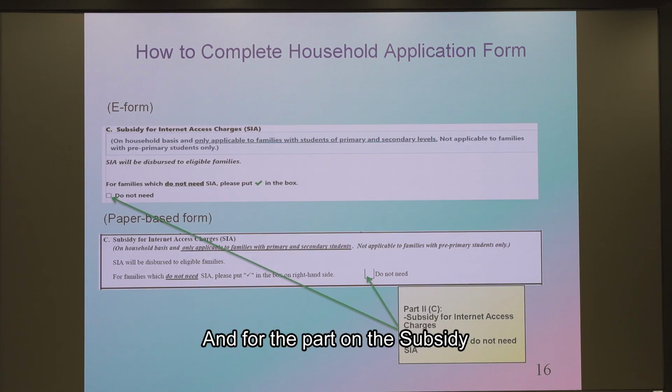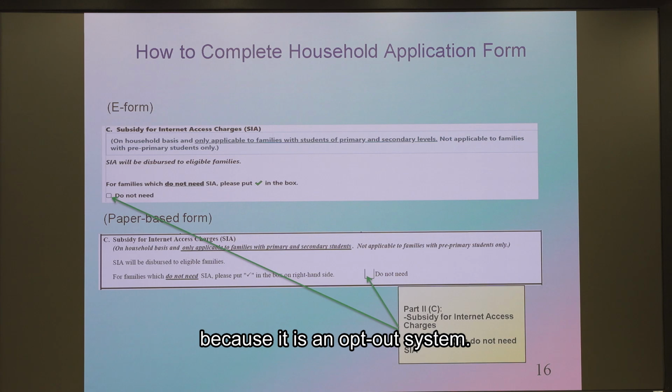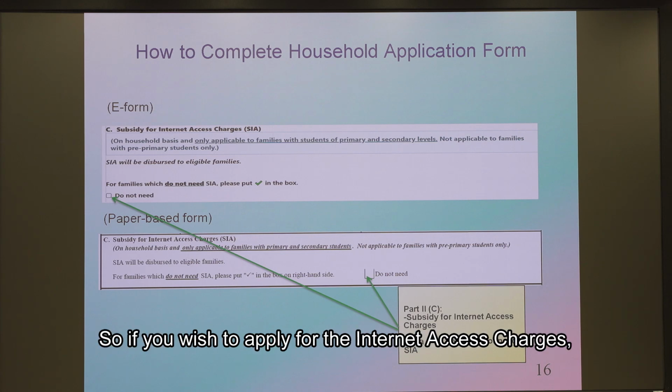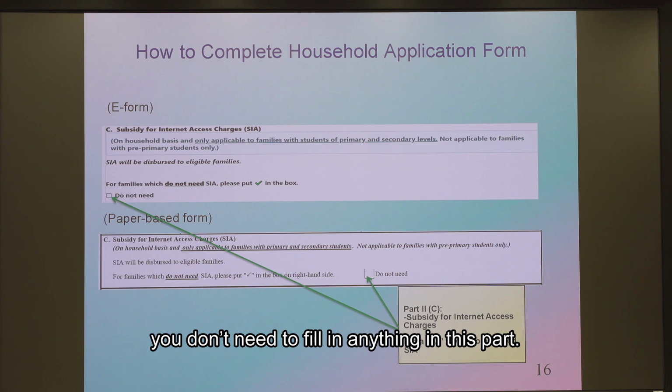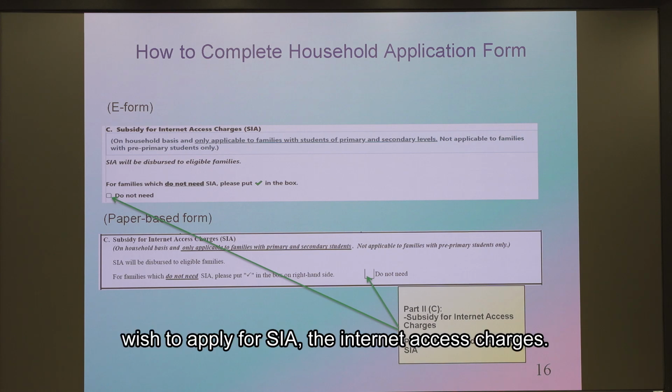For the part on the subsidy for internet access charges, please do not put a tick if you wish to apply, because it is an opt-out system. If you wish to apply for the internet access charges, you don't need to fill in anything in this part. In other words, if you put a tick here, it means that you do not wish to apply for SIA, the internet access charges.